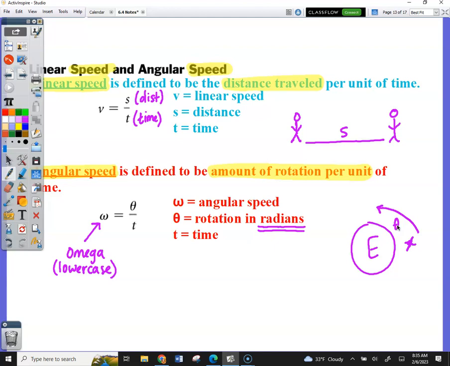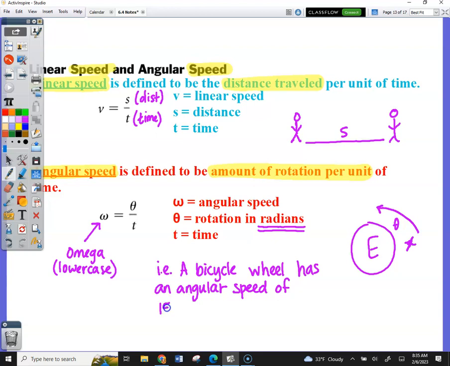A common example for angular speed, I'm going to put right here, i.e. a bicycle wheel has an angular speed of 150 revolutions per minute. So that's how you talk about angular speed. You're talking about the rotations in relation to time passing.